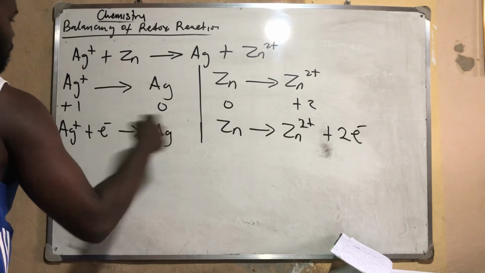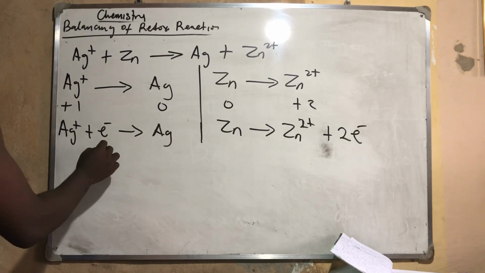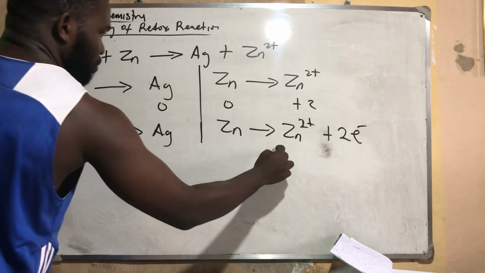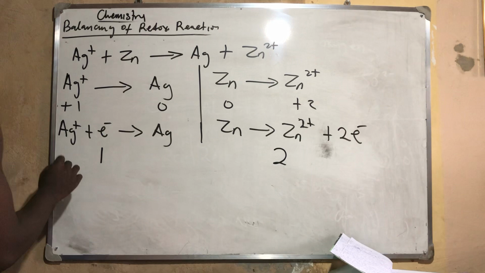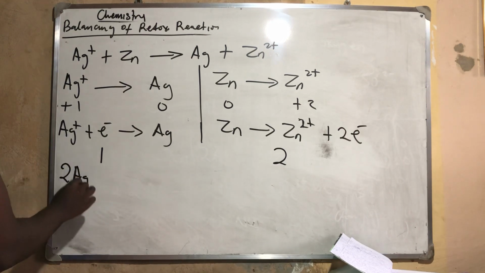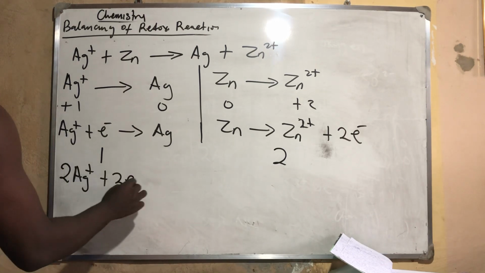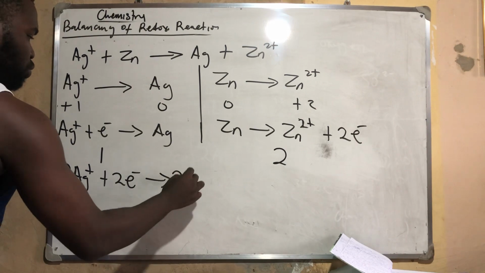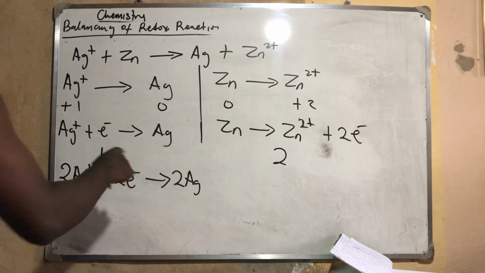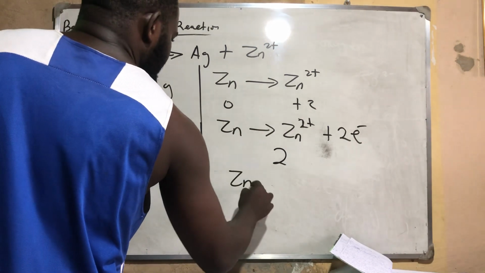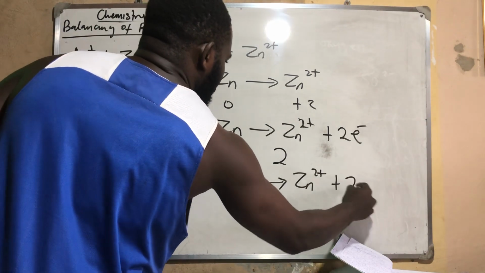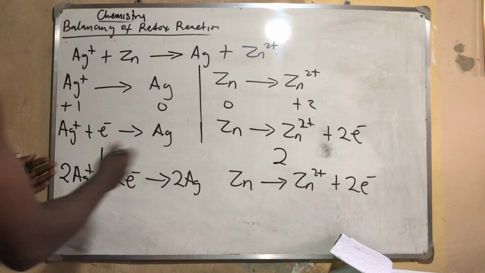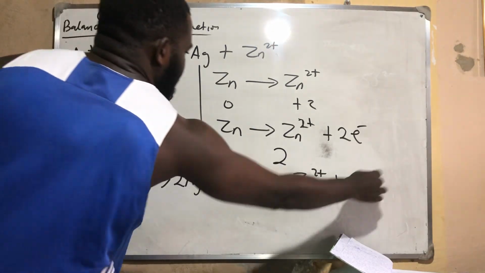So the next thing we do is to find their ratio. This is one electron to 2 electrons. So we now cross multiply. 2 times this, you have 2 Ag plus, plus 2 electrons to give 2 Ag. Here, 1 times everything is the same: Zn to give Zn2 plus, plus 2 electrons. So if we now combine it, the electrons will cancel out because they are equal.